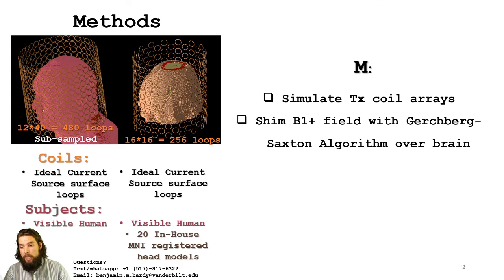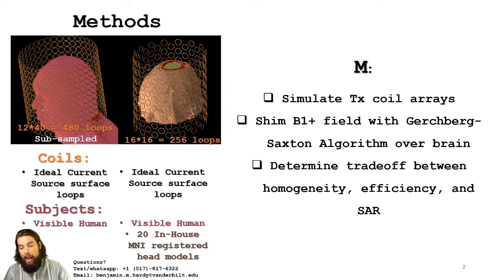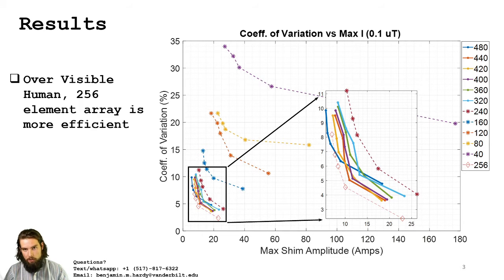So we simulate these transmission coil arrays, we plug their B1+ fields into the Gertzberg-Saxon algorithm, and then we look at the trade-off between homogeneity, efficiency, and SAR, particularly over the volume of the brain matter. Let's take a look at the results.